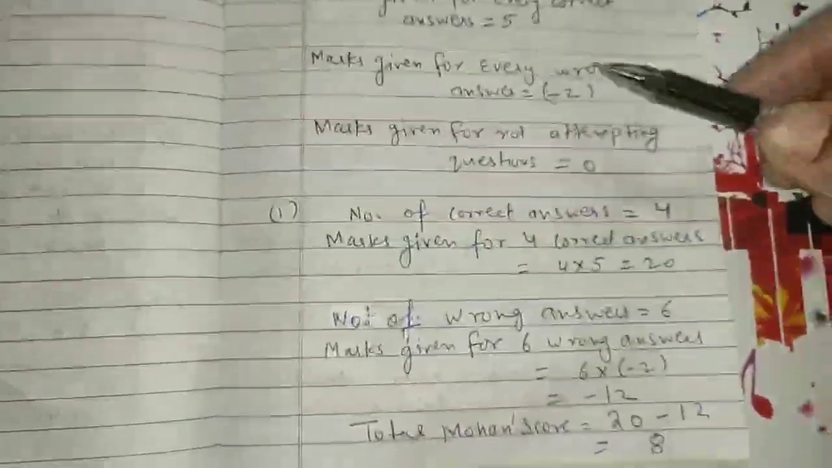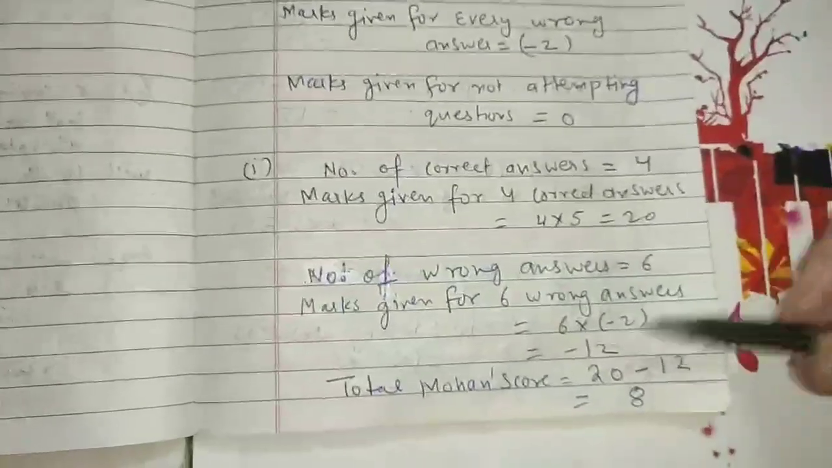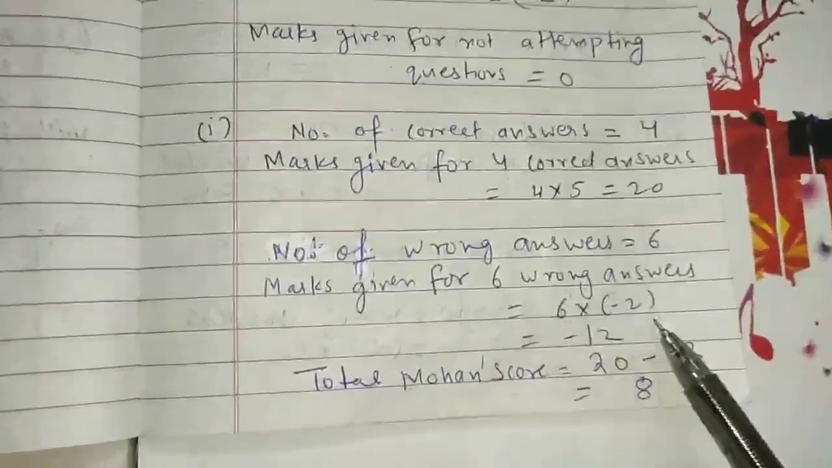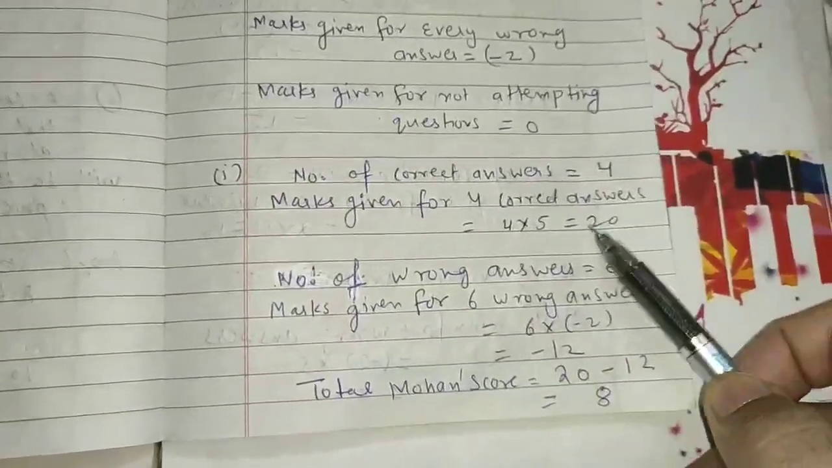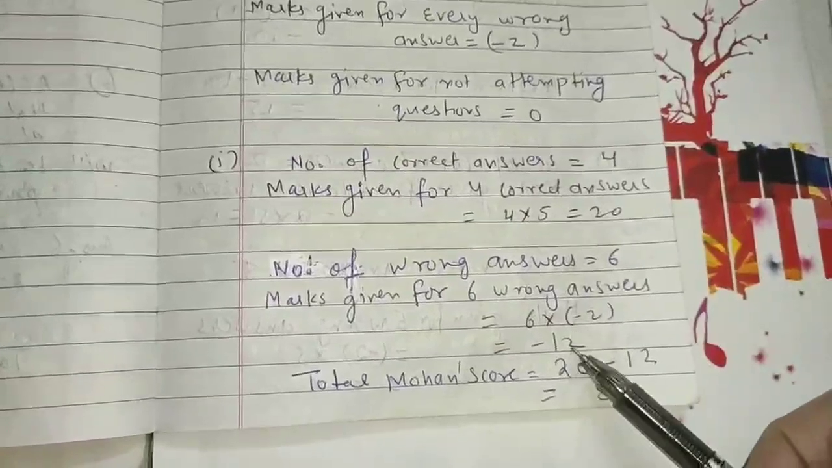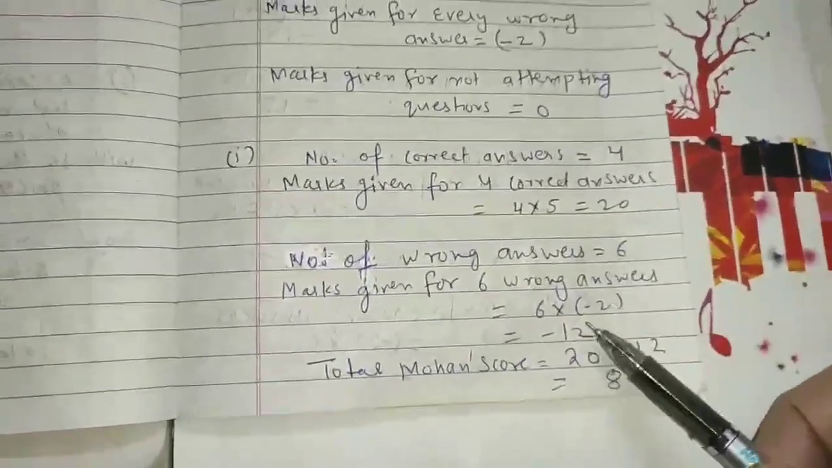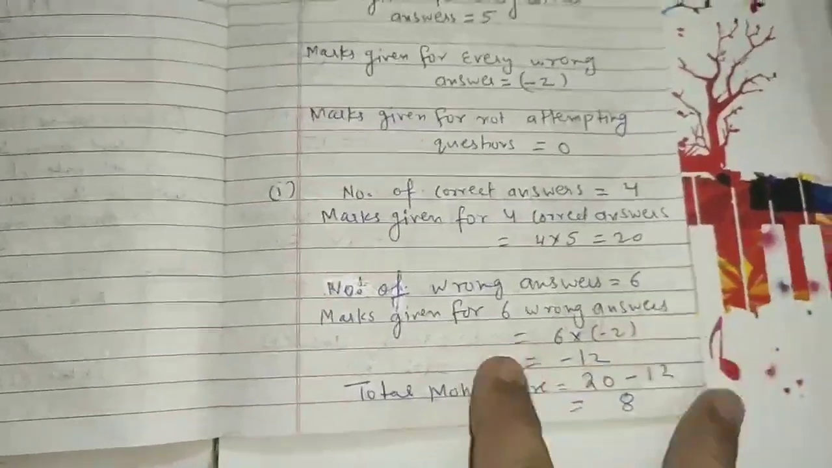For 1 wrong answer, how many marks are awarded? Minus 2. So the total marks given for the 6 wrong answers will be 6 into minus 2, that is minus 12. So this is for the 4 correct answers, and this is for the 6 incorrect answers. The total score will be this plus this, that means 20 minus 12, 8. Clear?